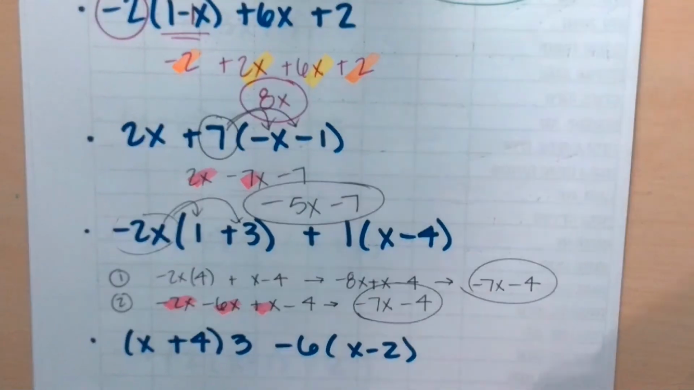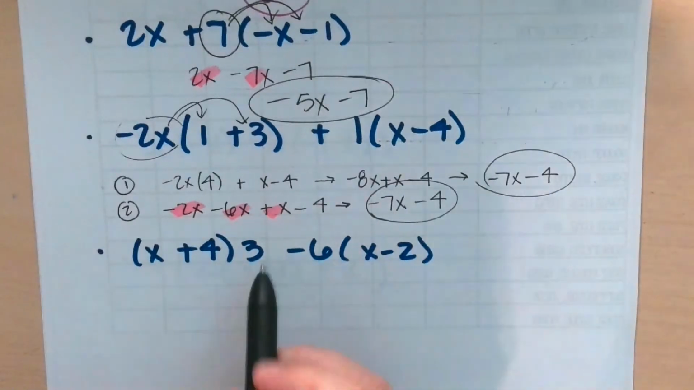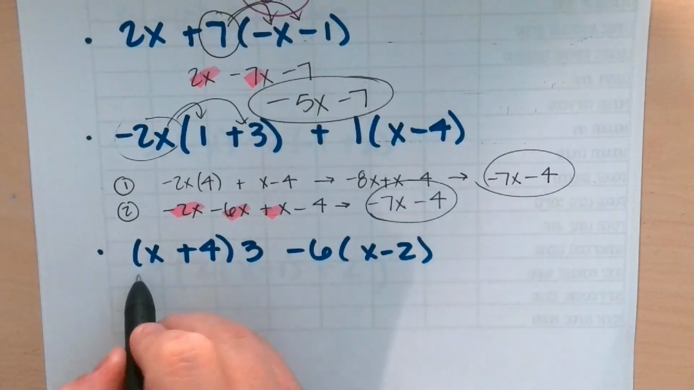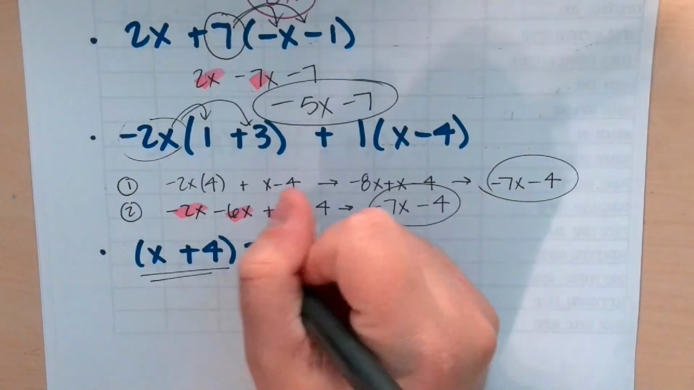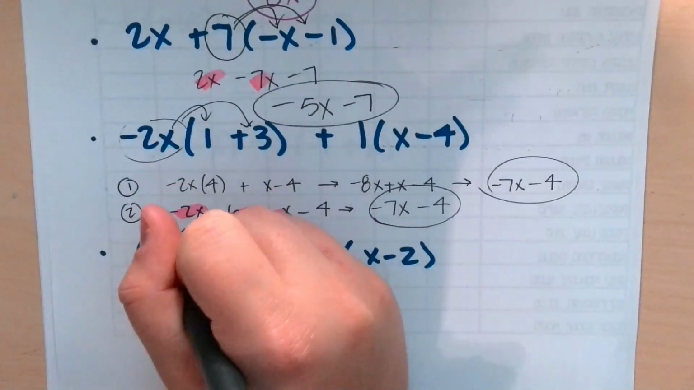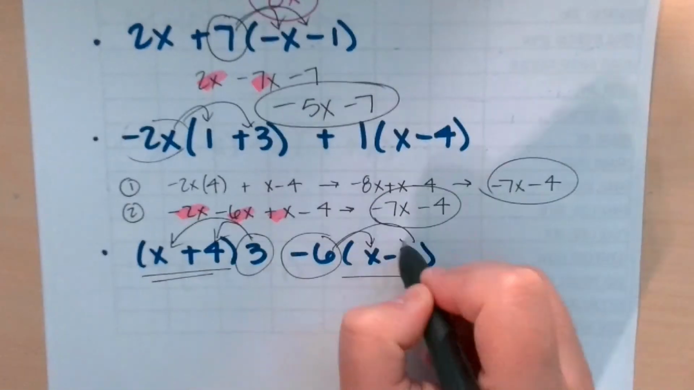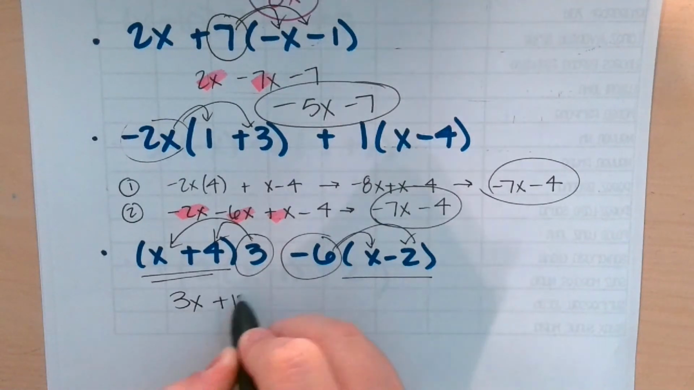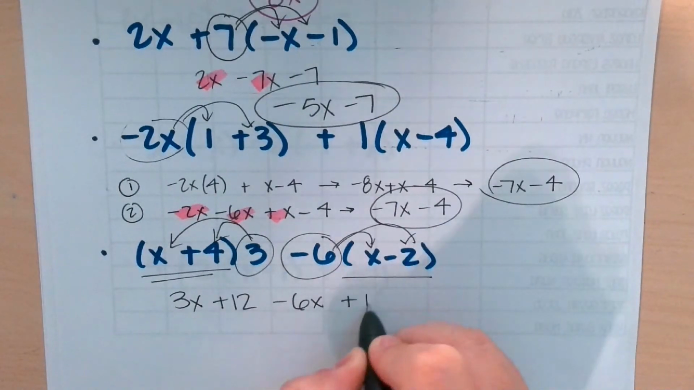Okay, so this last example, and then it is your turn. What are we going to distribute? My first question, what are we going to distribute in this first set of parentheses? Alright, hopefully you said 3, okay? We distribute the 3. What about in this second set of parentheses, what are we going to distribute? Good, so we got -6. So, when we distribute the 3, we get 3x plus 12. When we distribute the -6, we get minus 6x plus 12.